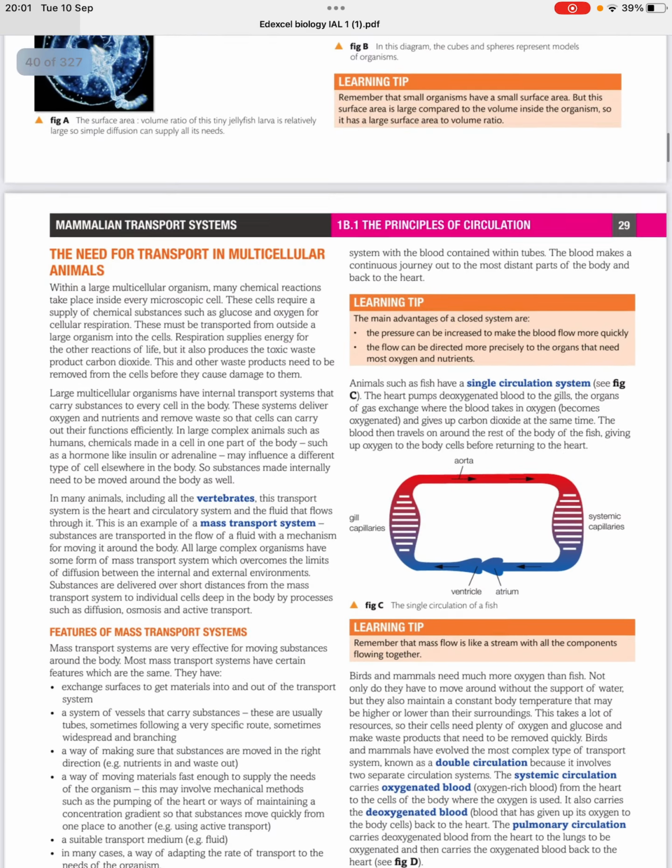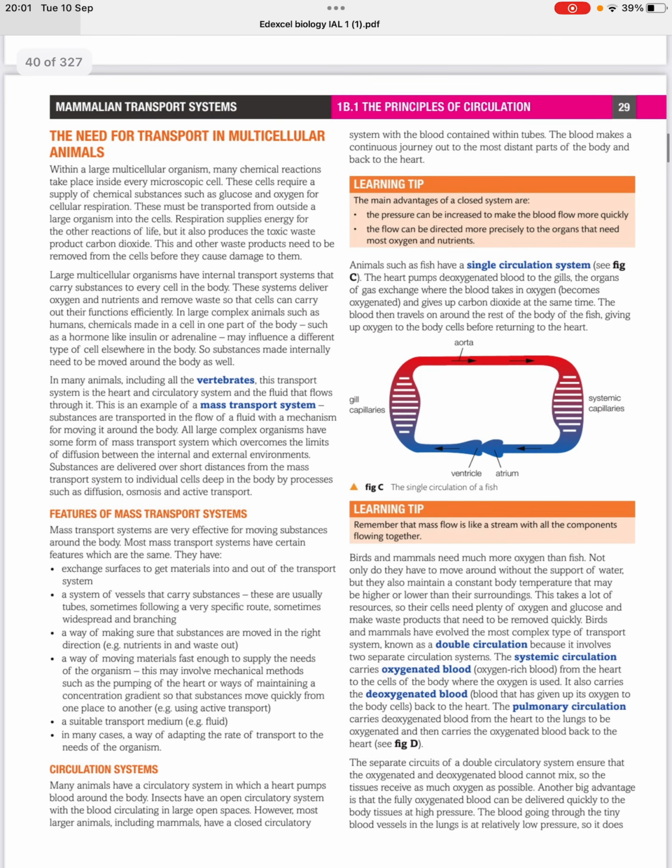Okay, let's go. Now, the need for transport in multicellular animals. Of course, multicellular animals do not only depend on diffusion because they are very big for that. There are other ways we've talked about before: active transport, osmosis, and of course diffusion is a very important method as well.